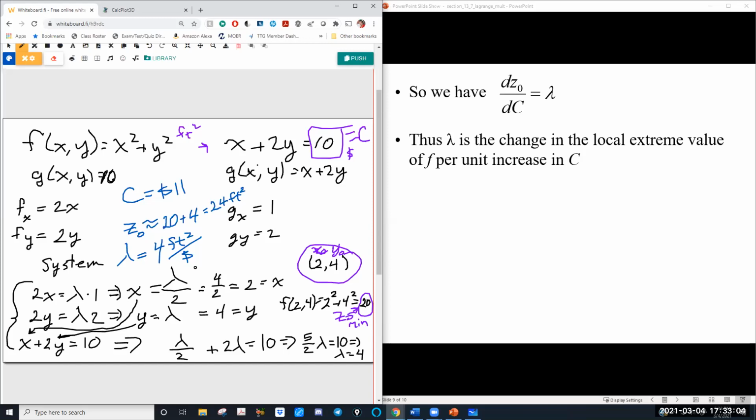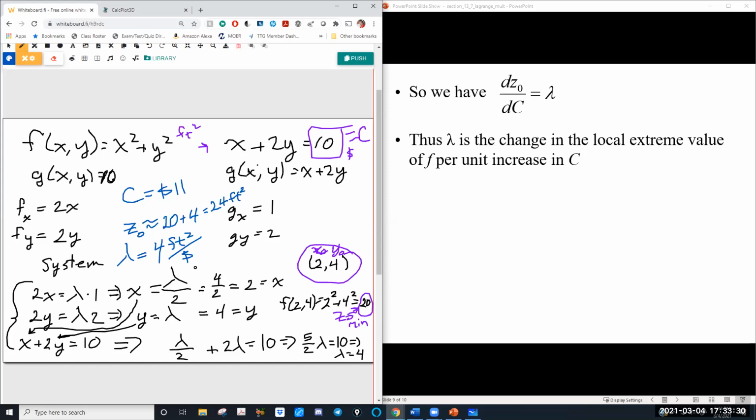It's in the constraint, right? C is a constraint. Yep. Sorry. Go ahead. Lambda is a change per unit of increase in C, per unit of increase in the constant of our constraint, which is 10 in that case. Yes. Okay, thanks. Yeah, guys, and it's why it's so powerful.